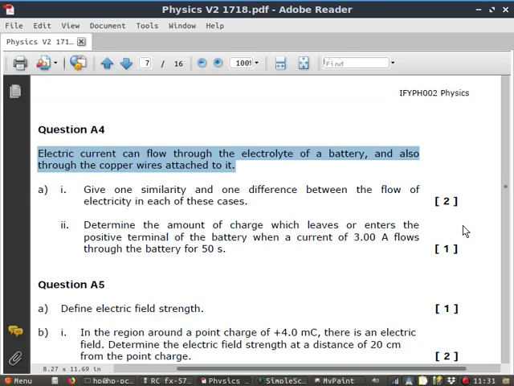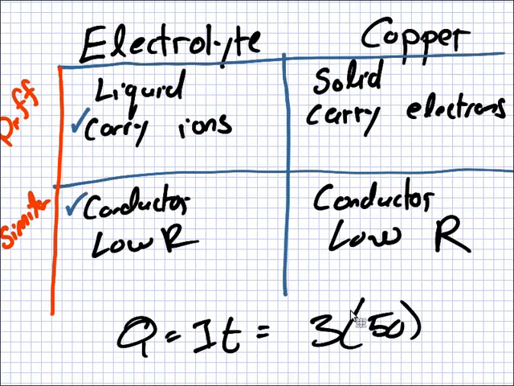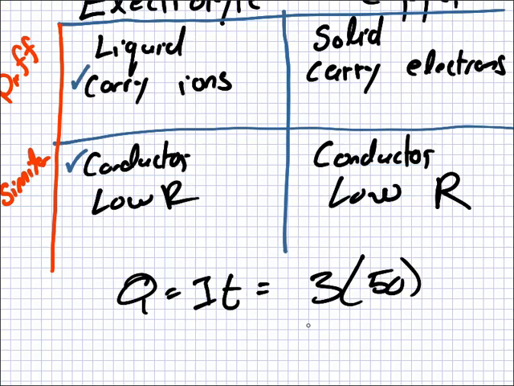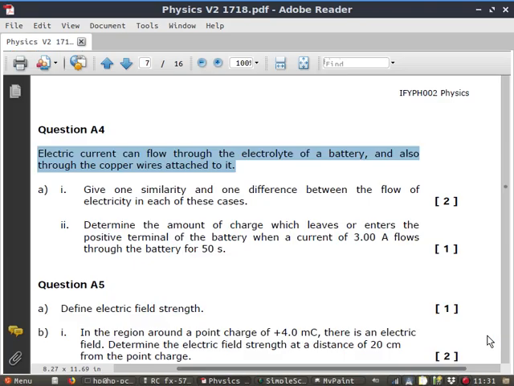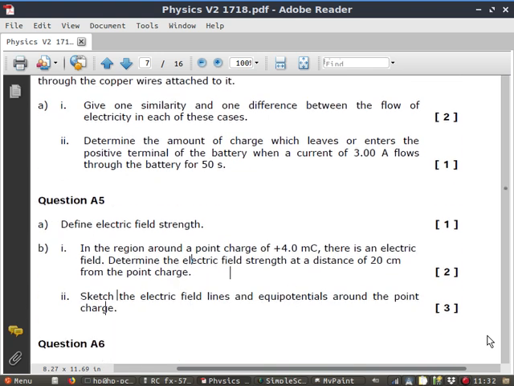What is the charge if you have 3 amps for 50 seconds? So what's the formula? Very good. The I is 3 and the T is 50. Coulombs. Easy peasy. 1 mark only. Alright, next one is 3, 4, 5, 6 marks. Go.